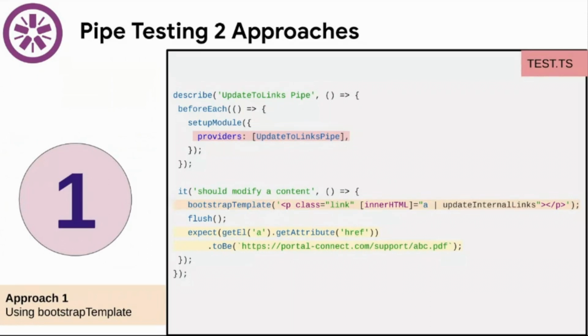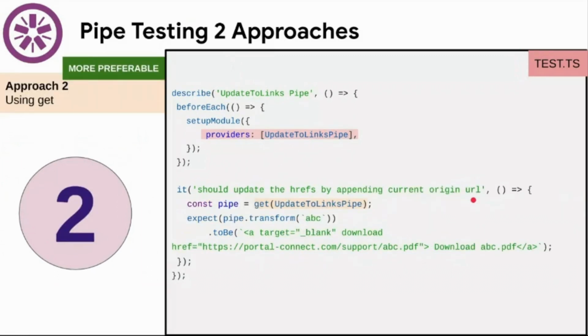You will bootstrap it, add this update link pipe here in the HTML, and you are going to check whether this anchor tag's href will contain this thing or not. So first get the element, then get the attribute, our attribute href, and in that href we are going to check whether this PDF link is as expected or not.